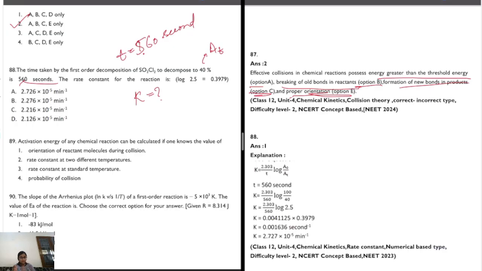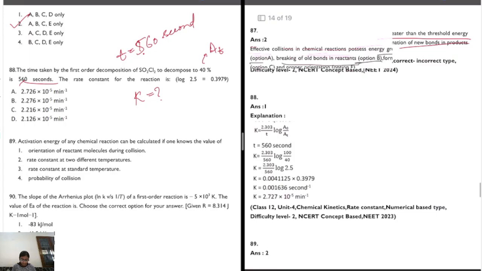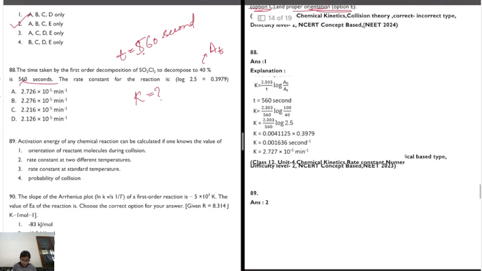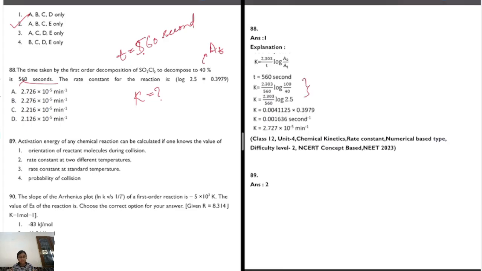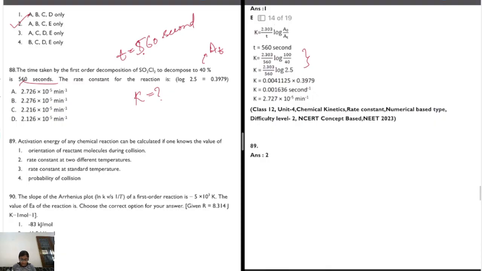So what formula will we use? We will be using k equals 2.303 upon t log A naught by A t. We'll substitute the values here. The final concentration we'll take as 40 because 40% is the final. The initial concentration we'll be taking as 100. So upon just substituting the values, we'll get this answer, that is 1.